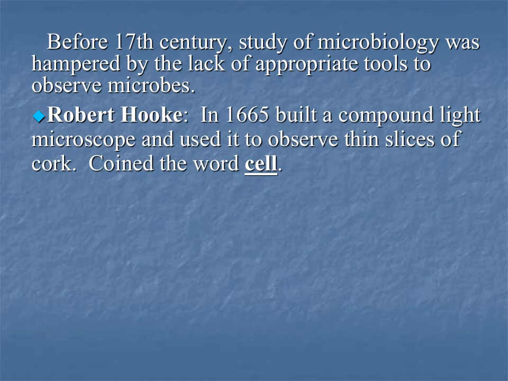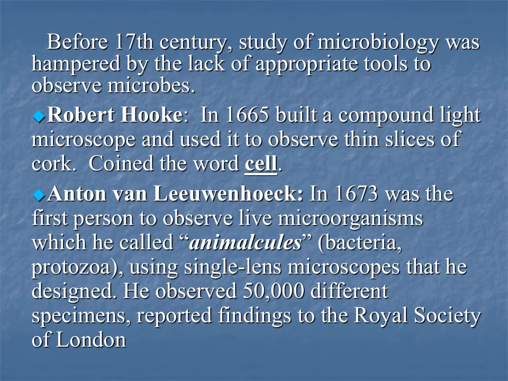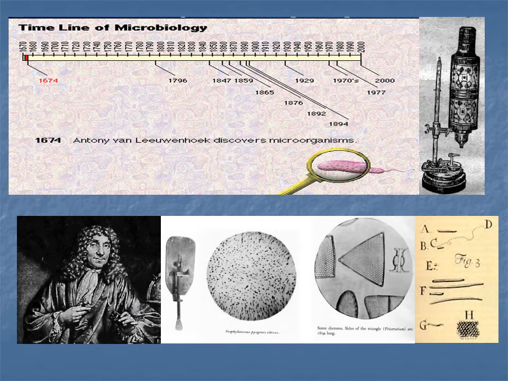Anton van Leeuwenhoek in 1673 was the first person to observe live microorganisms, which he called animalcules, bacteria and protozoa, using a single-lens microscope that he designed. He observed 50,000 different specimens and reported his findings to the Royal Society of London. On this slide you can see the portrait of Anton van Leeuwenhoek, who discovered microorganisms.